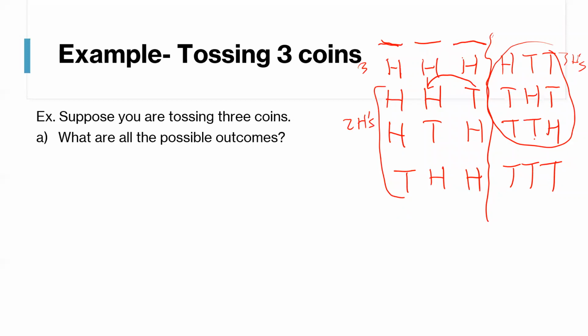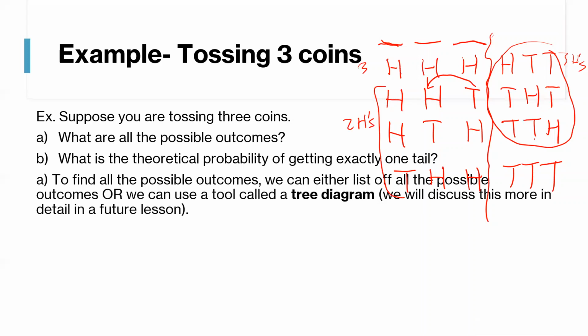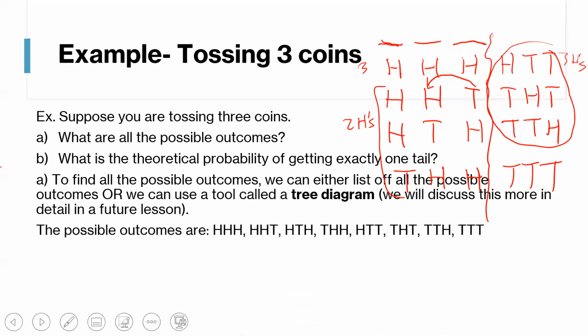So altogether, how many possibilities do I have? I have a total of 8. And again, you can do this however you want. You can either list it off or you can use something called a tree diagram, but we haven't learned about that yet. So what I did is I simply wrote it out, and these are all my possibilities here.